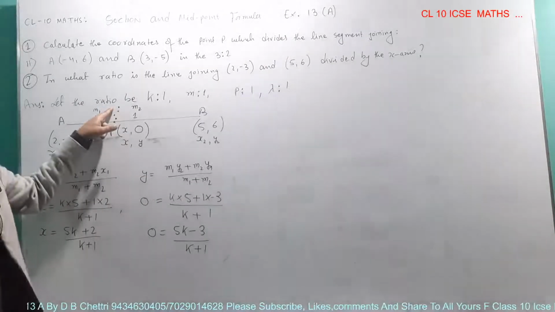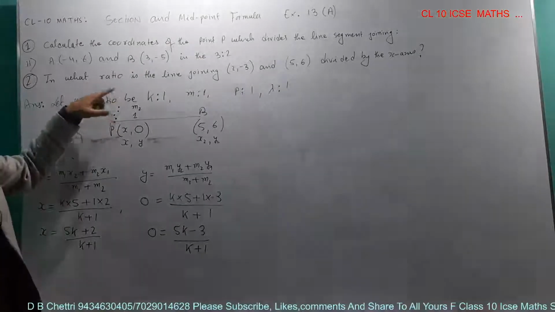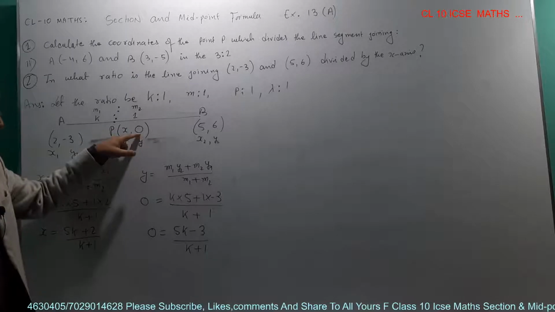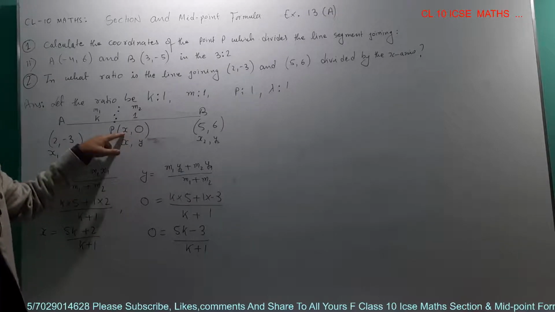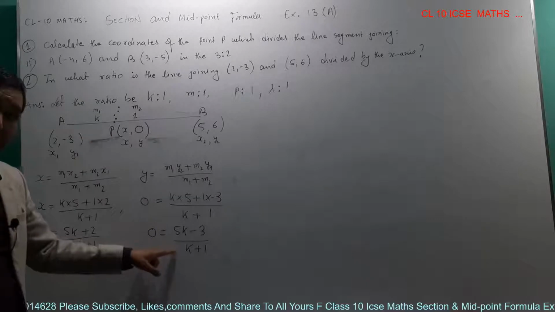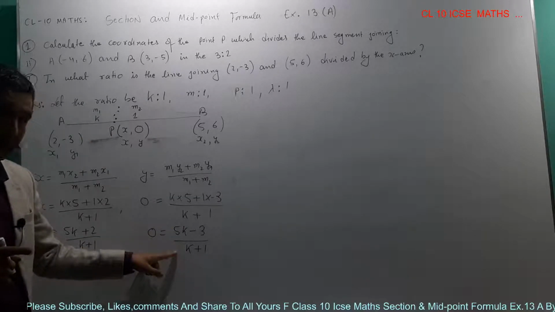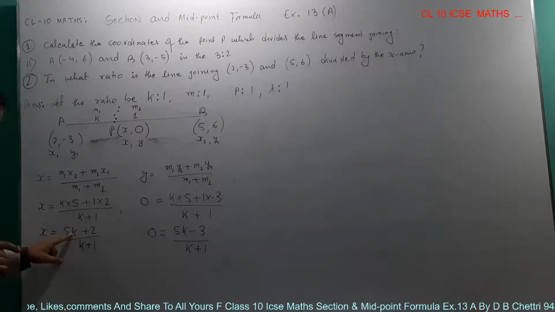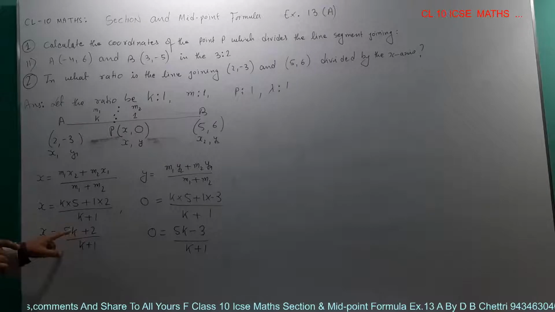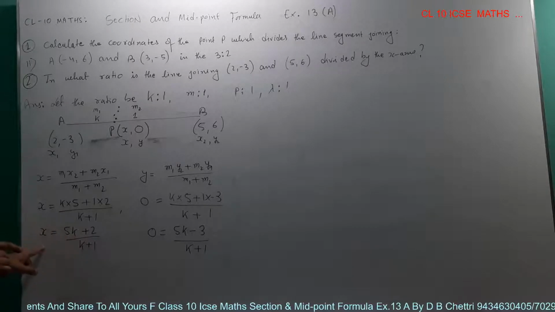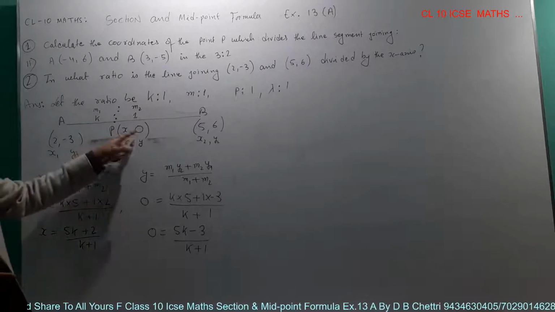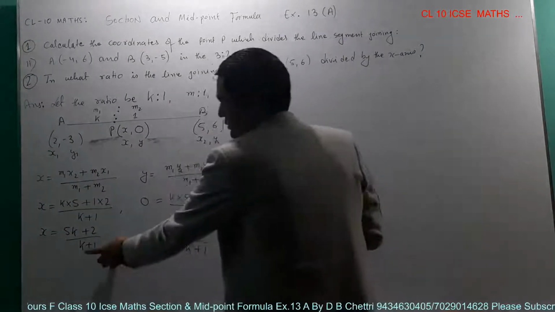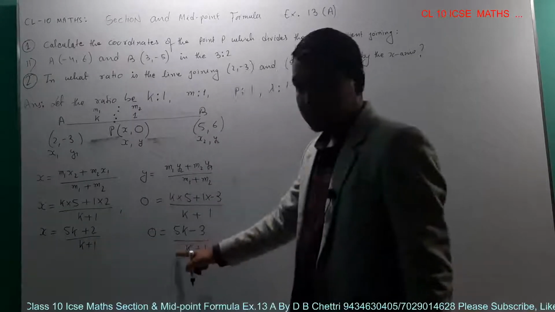If the question asks to find the coordinate of the dividing point, it means the value of y is already there, so we need to find the value of x. In that case, after getting the value of k, substitute it in this expression, get the value of x, and write that value of x and y together. Y is already 0 here. Now we are going to solve this one. We are not going to solve that one because there are two variables. Now we are going to solve this equation.